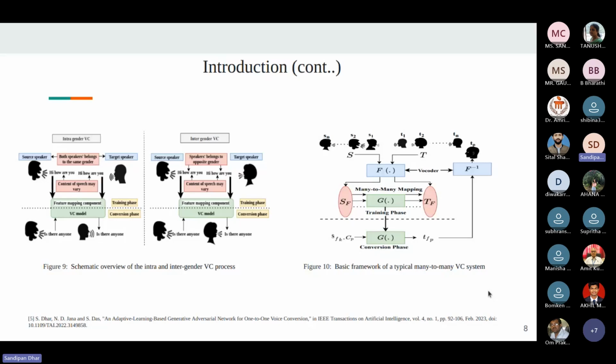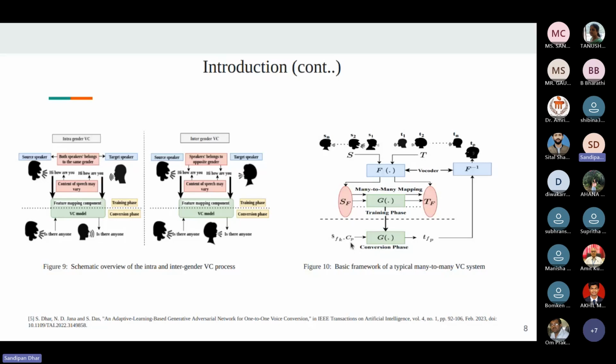And then we map the model for a many-to-many mapping mechanism, or many-to-many setting, where you have multiple sources on one hand, on the left hand side, the source domain, and in the target domain, you have multiple target features. And then once the model gets trained, in the conversion phase, we also have to specify in which target speaker vocal feature we want.